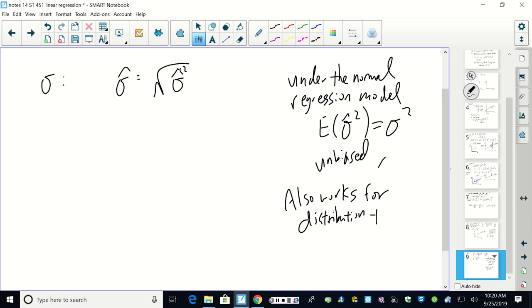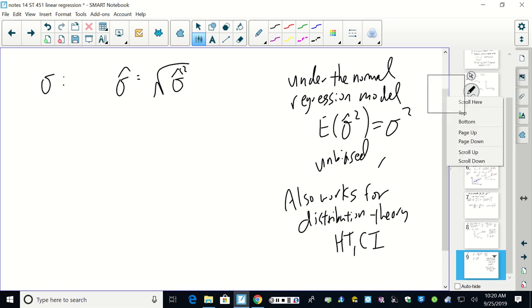Distribution theory for hypothesis tests and confidence intervals. Things work out well when you're doing that one. In terms, as we'll see, our formulas will use that one. This particular estimate is not actually the maximum likelihood estimator.